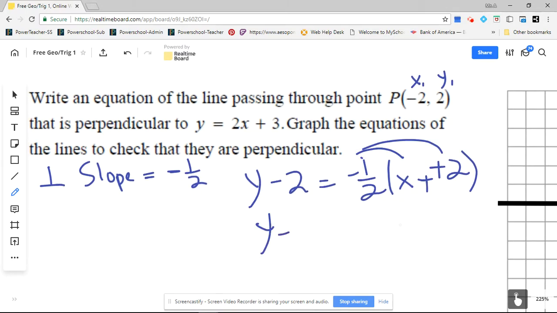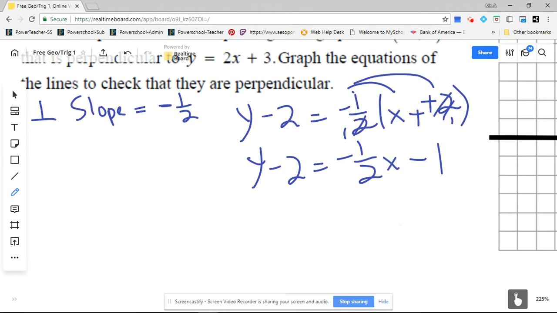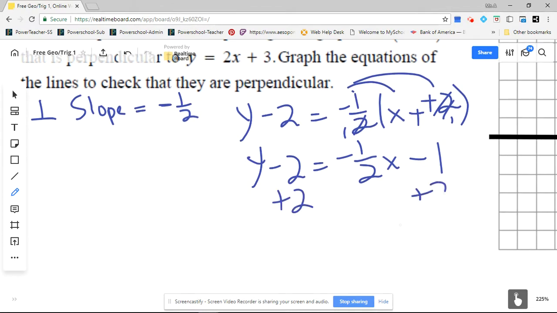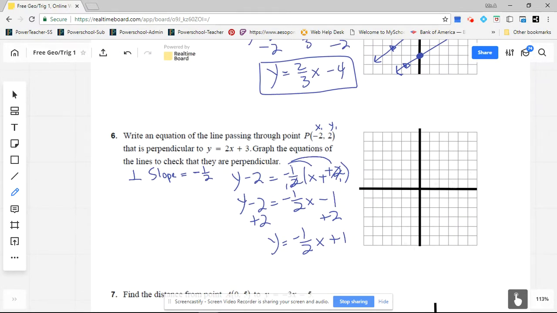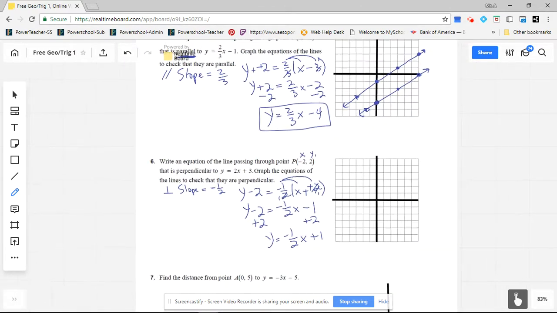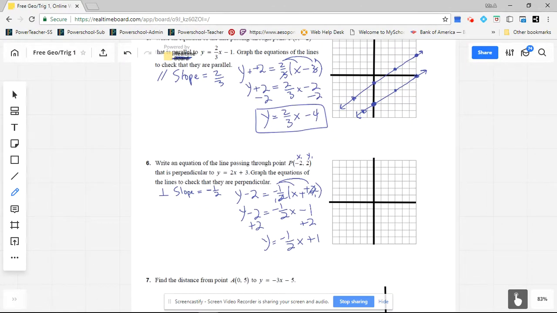And then we're going to distribute. So y minus 2 equals negative 1/2 x. And then the 2's will cancel into 1's. So negative 1 times positive 1 would be a negative 1. And then you just add 2 to both sides. So y equals negative 1/2 x plus 1. That would be your equation for 6.